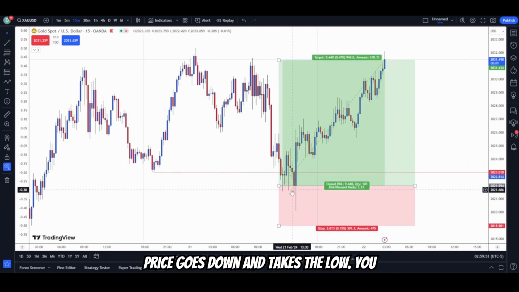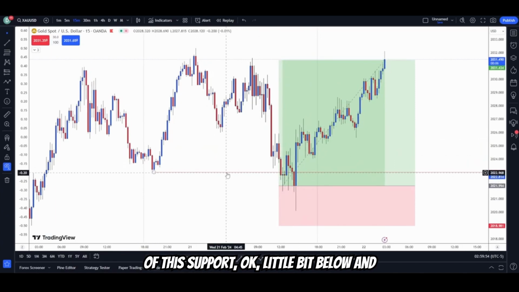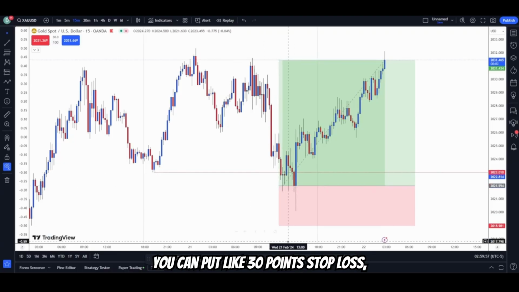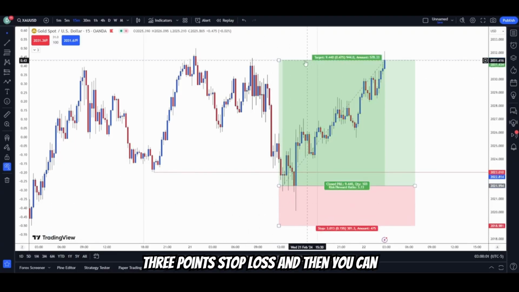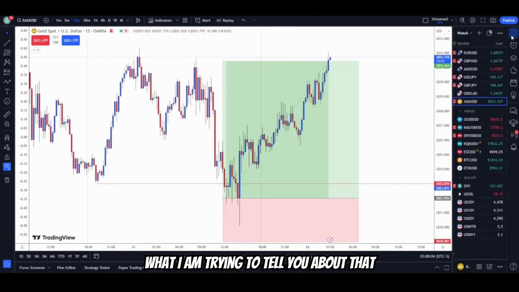But this is what you have to do, okay? You can see that the price goes down and takes the low. You have to just take a buy a little bit below this support, okay? A little bit below, and you can put a 30 point stop loss, 3 point stop loss, and then you can target these relative equal highs. So this is what I'm trying to tell you about.